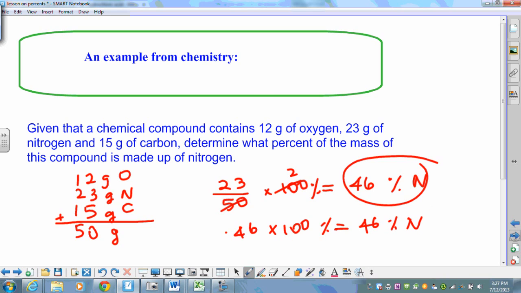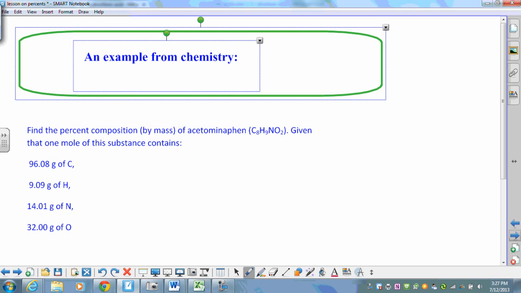Okay, next example, a very similar one. The question is, find the percent composition by mass of acetaminophen, which has the complicated looking formula there, which I'm sure you guys are going to learn in your chemistry classes. Given that 1 mole of the substance contains roughly 96 grams of carbon, roughly 9 grams of hydrogen, 14 grams of nitrogen, and 32 grams of oxygen. So the question is, find the percent composition by mass.